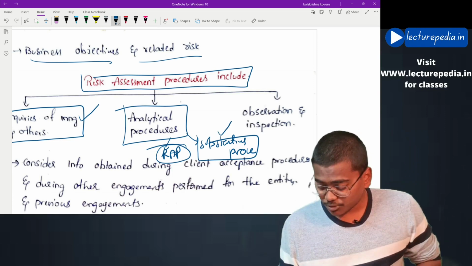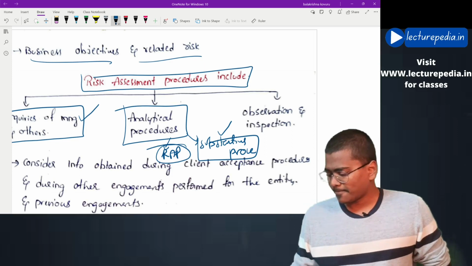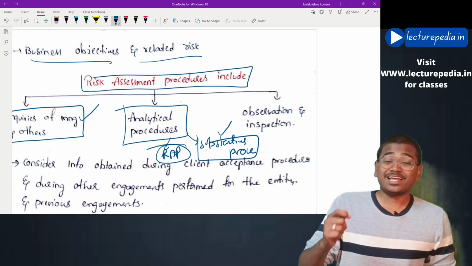Next, analytical procedures as substantive procedures. Let's say electricity bill.